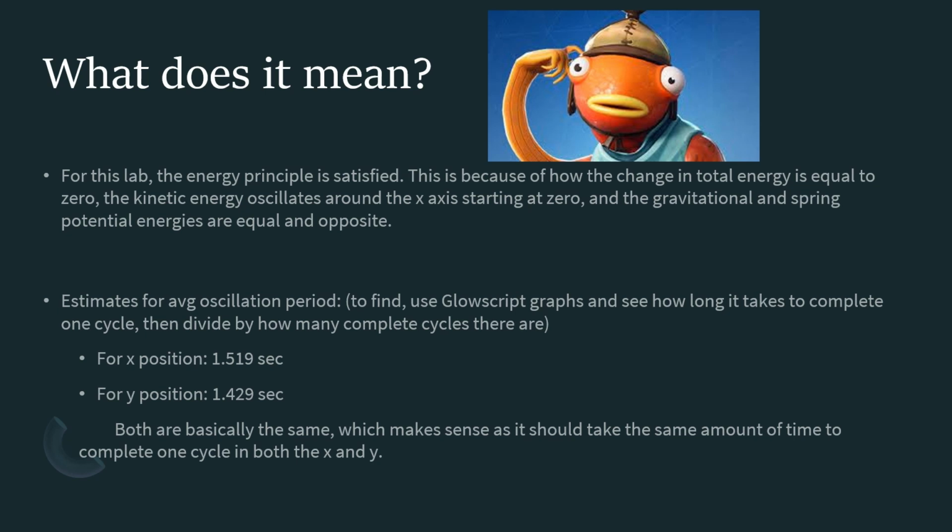We then estimate the average oscillation period. For this, we find our Gaussian graphs and see how long it takes to complete one cycle, and divide by how many complete cycles there are. For the x position, our average was about 1.519 seconds, and for y, it was about 1.429 seconds. They are basically the same.